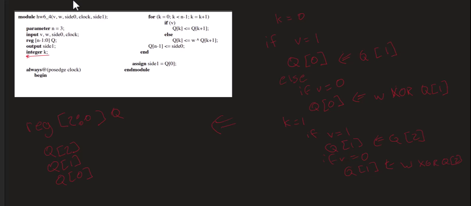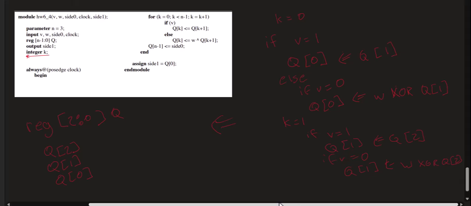Okay. And now, no longer is K going to be less than N minus 1 because K is now 2, and 2 is not less than 2. So then the last thing it tells us is that Q of 2 becomes equal to side 0. And then we have that last assign thing. Assign side 1 equal to Q0.